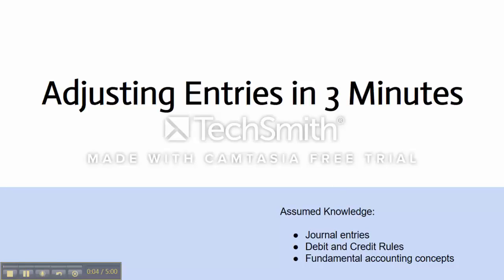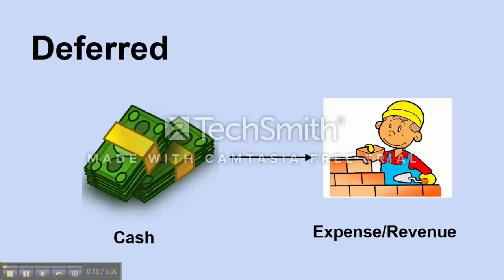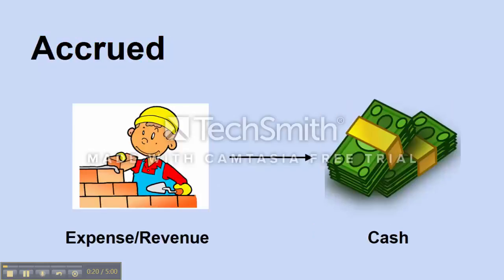So what you basically need to know in adjusting entries is that it should look something like this, and the rest is understanding and applying the rules and concepts. You adjust a journal entry at the end of the accounting period to record both accrued and deferred revenue and expenses. To recap, when cash is moved before the expense or revenue occurs, it is a deferred expense or revenue. When cash is moved after the expense or revenue occurs, it is accrued.